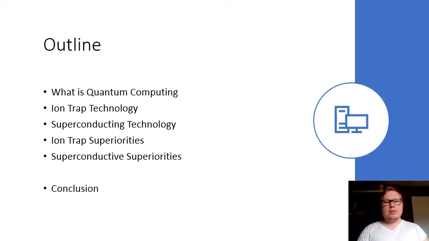I will do this by first explaining very briefly what quantum computing is. Then I explain in more detail what ion trap technology is and superconducting technology, and explain how they are used for quantum computing purposes. Finally, I will highlight the superiorities of both and identify which is the most promising one in my conclusion.